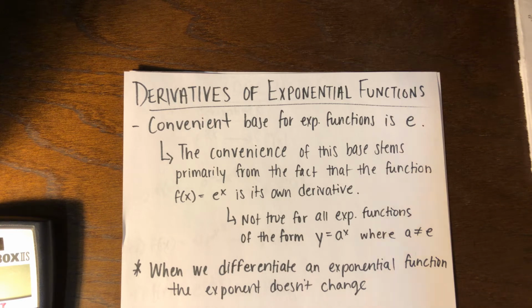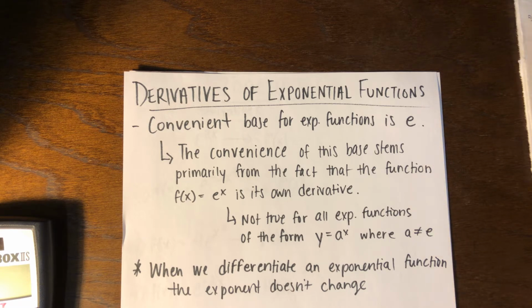Hi guys, we're back for our last video on exponential functions, and we're going to be talking about the derivative of exponential functions. Okay, so remember that the convenient base for exponential functions is the irrational number e. The convenience of this base stems primarily from the fact that the function f of x equals e to the x power is actually its own derivative.